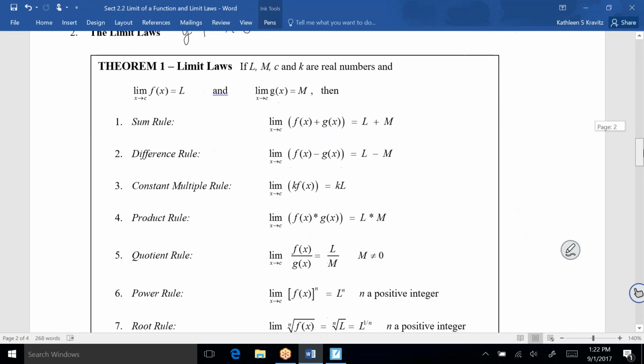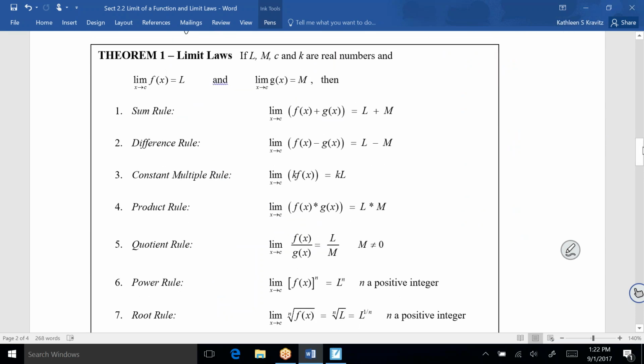All right, then number 2 on your handout here is talking about limit laws. And when we have limits and we have more than one function, so in this case we have a function f and we have a function g. So we're talking about the limits of each of these functions approaching the same number c, and we'll call the limit of function f L, and we'll call the limit of function g M. So those are numbers. L and M are numbers. They're the limit as x approaches c for each one of those functions. And it's nice, the way that the limit laws work is the way that we would like them to work.